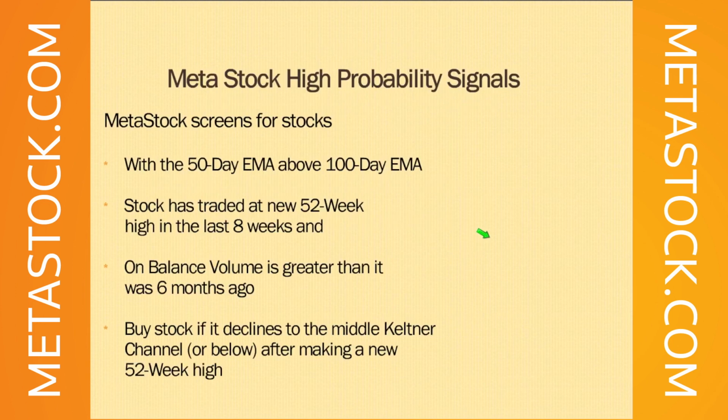Okay, again, just to recap, here's the MetaStock high probability signal, and our MetaStock rules to generate these high probability signals are, of course, the 50-day EMA is above the 100-day. The stock's traded a new 52-week high in the last 8 weeks, and then on-balance volume is greater than it was 6 months ago. So if that happens, and the stock actually closes below the lower channel, then it qualifies as a high probability signal.